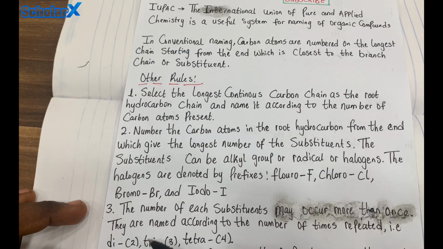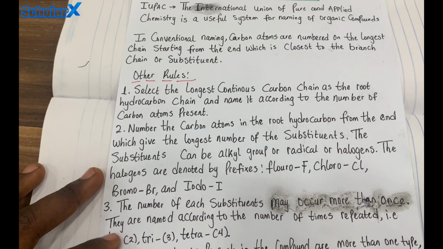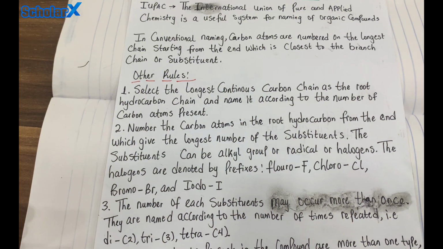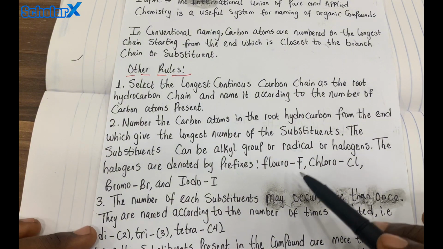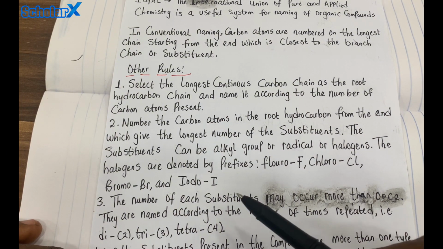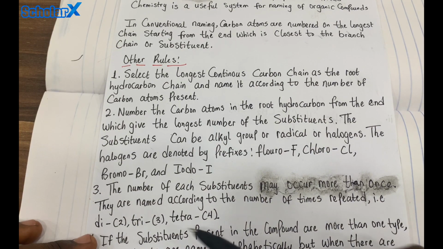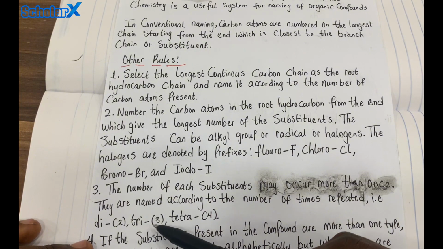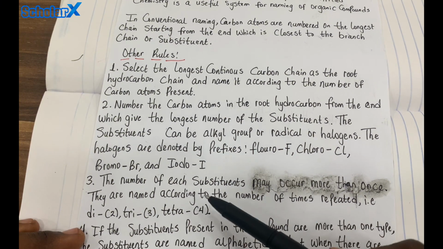Now, the third rule says each substituent may occur more than once. There are some substituents that are fixed into organic compounds, like methyl, chloro, the halogens, and every other substituent or radical. They might occur more than once, so when they do, they are named according to the number of times they are repeated. If they occur 2 times, we name them di. If 3 times, tri. If 4 times, tetra. Very, very important.